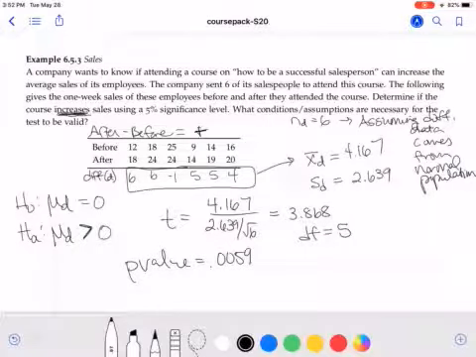So that being compared to 0.05, 0.0059 is less than 0.05. This would lead us to reject our null and say that we have significant evidence that population mean sales are higher after attending the course.